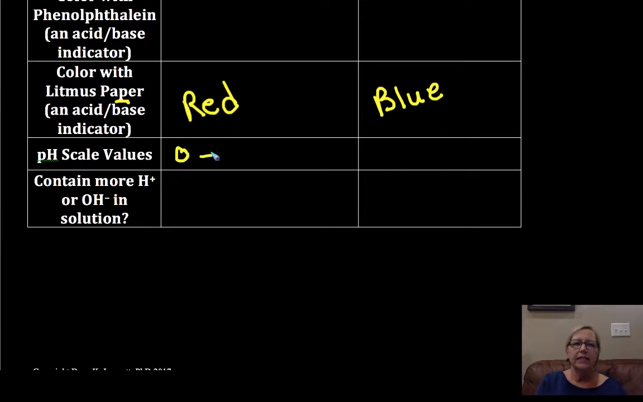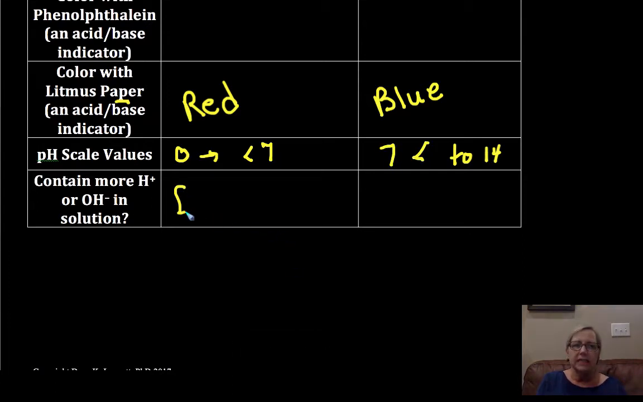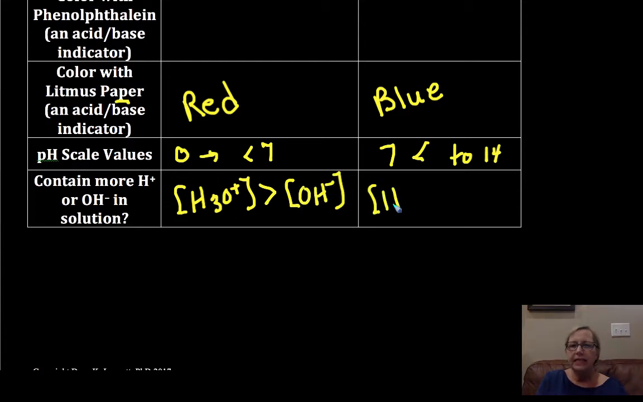We already know that acids are 0 up to less than 7, and here bases are greater than 7 to 14. So I guess I really kind of did that backwards. We should say greater than 7 up to 14. In an acid solution, your H3O plus or H plus concentration is greater than your hydroxide. And if it's in a basic solution, your H3O plus is less than your hydroxide. You'll always have some. What we're always comparing with acids and bases are the relative amounts.